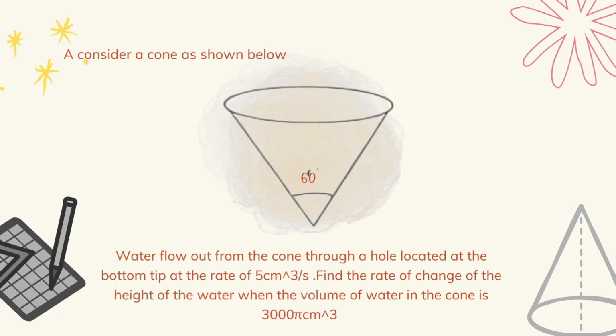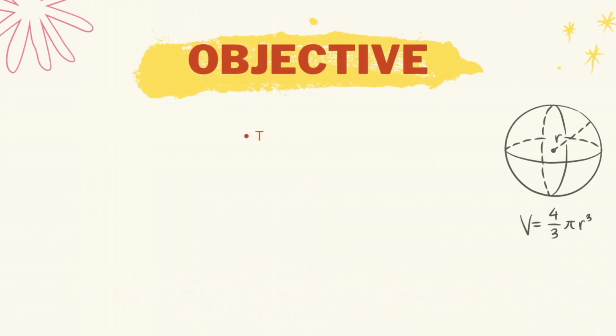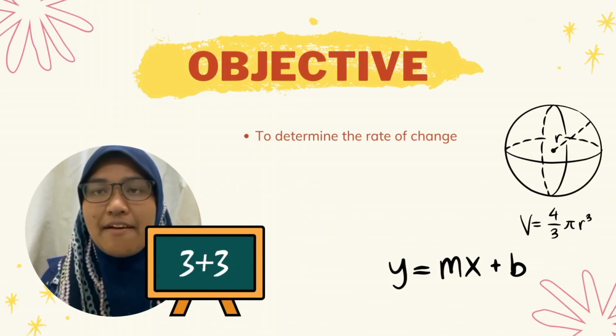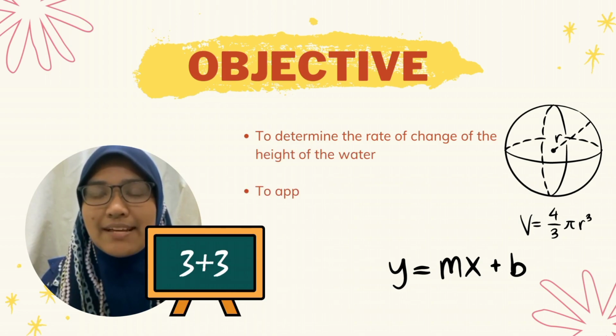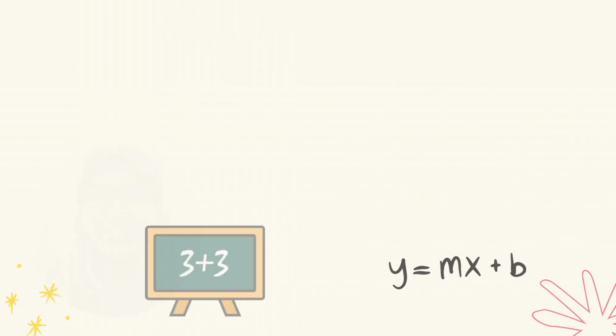Consider a cone as shown below. Water flows out from a cone through a hole located at the bottom tip at the rate of 5 cm³ per second. Find the rate of change of the height of the water when the volume of the water in the cone is 3000 pi cm³. There are two objectives of this question. First is to determine the rate of change of the height of the water, and to apply the chain rule formula in differentiation.